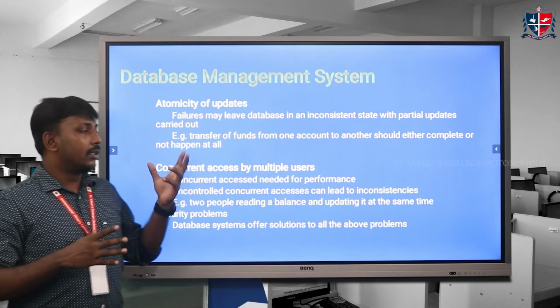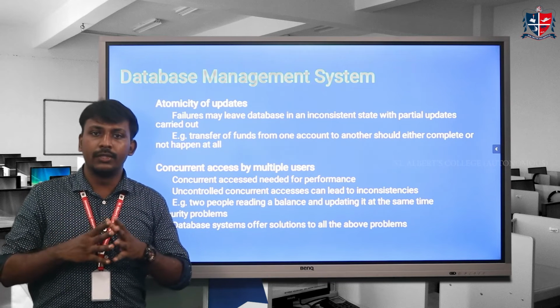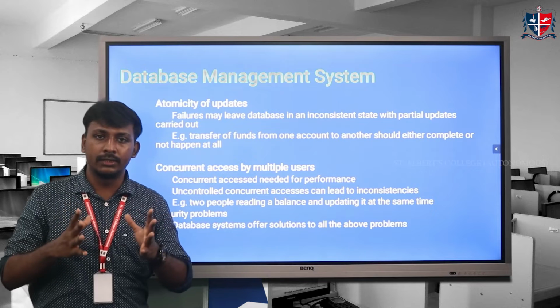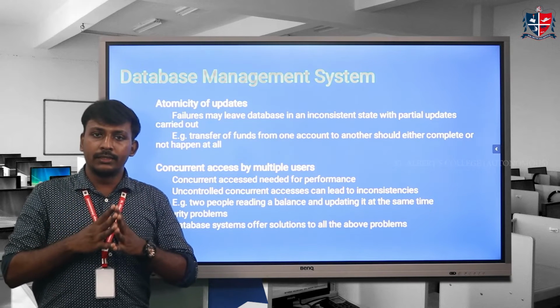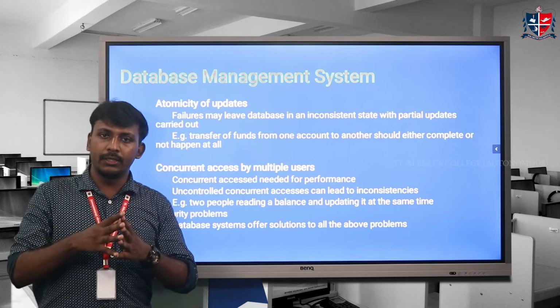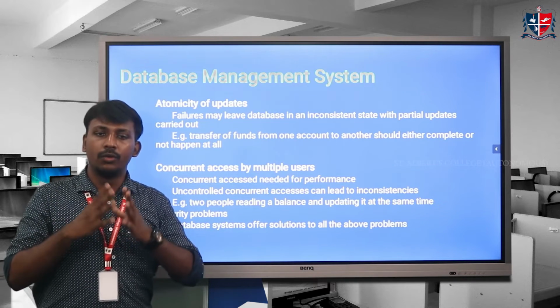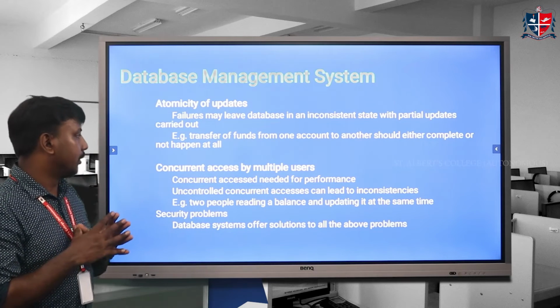Failures may leave the database in an inconsistent state. Suppose there is a data updation failure, data insertion failure, whatever it is, the database must be in a consistent state. That means the data must be accurate. If an updation is happening and it's not done properly, the data must be rolled back to the original position. That is what we call atomicity.